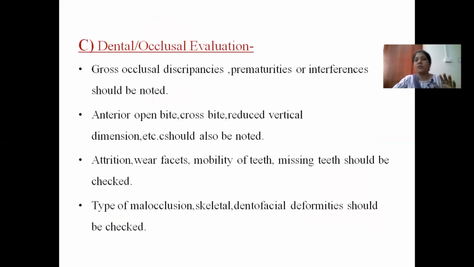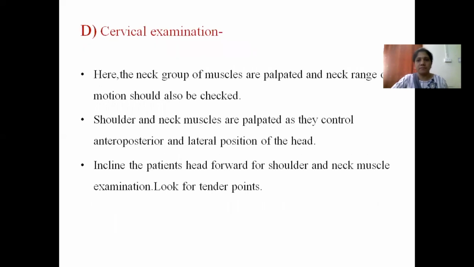Dental or occlusal discrepancies can be of anything, like gross occlusal discrepancy, anterior open bite, cross bite, reduced vertical dimension, extrusion, wear facets, malocclusion, maybe skeletal dentofacial deformities. Any of the dental or occlusal discrepancies should be found out and should be noted.